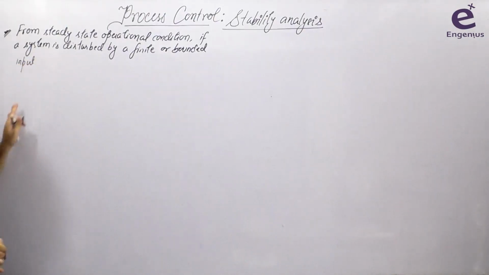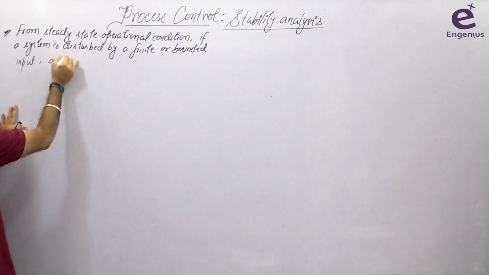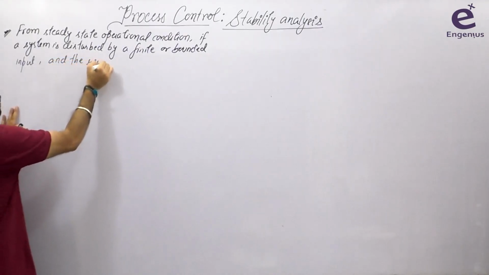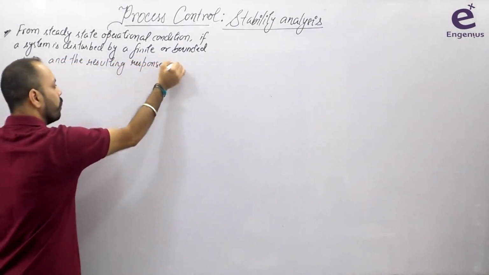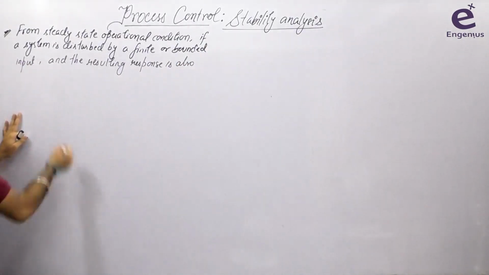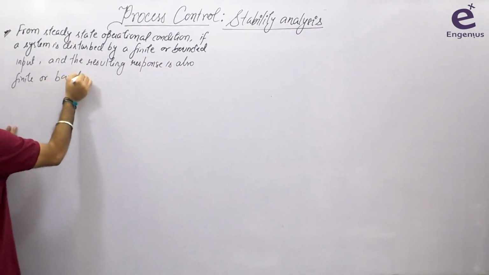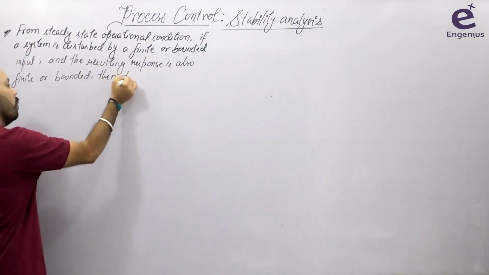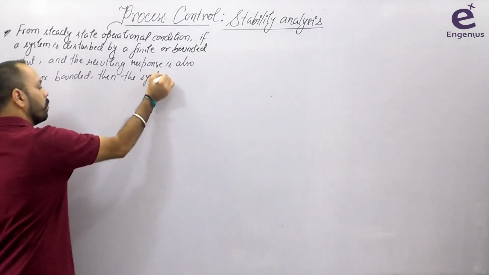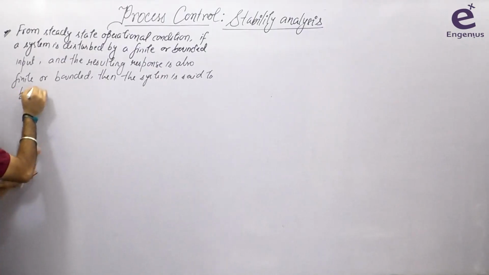So from steady state operational condition, if a system is disturbed by a finite or bounded input and the resulting response is also finite or bounded, then the system is said to be stable. You can change the paragraph after this and write after this.